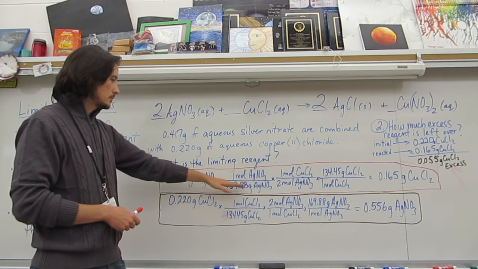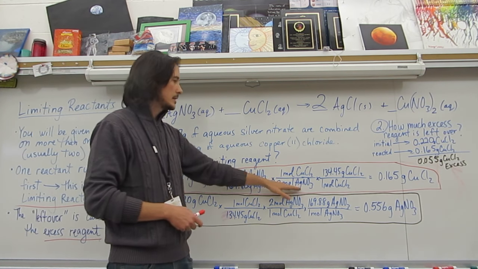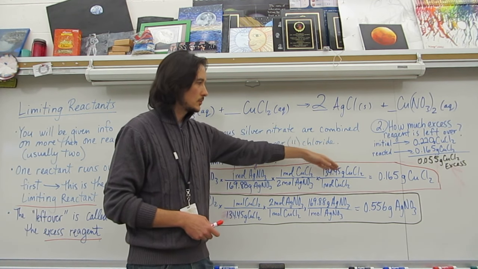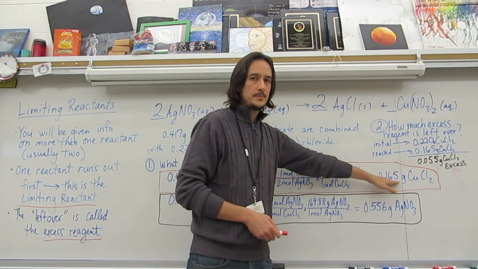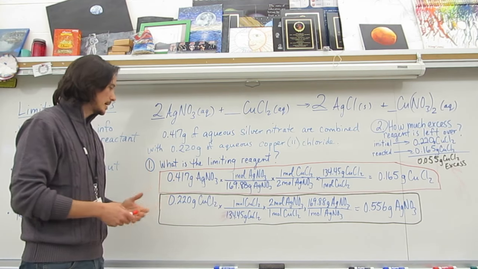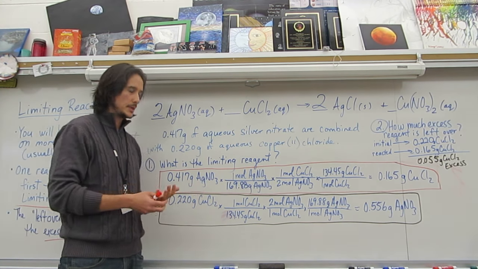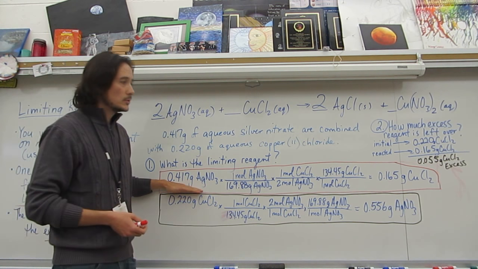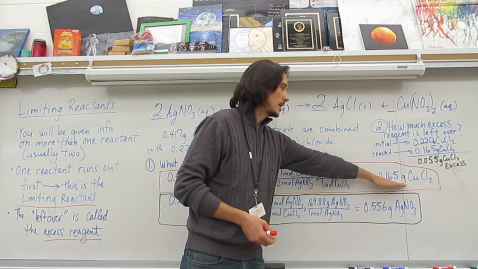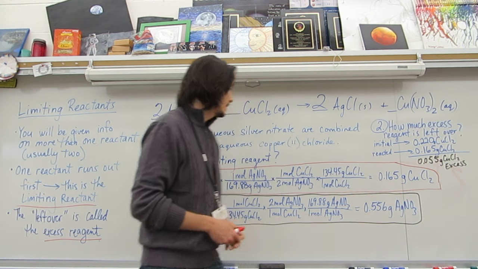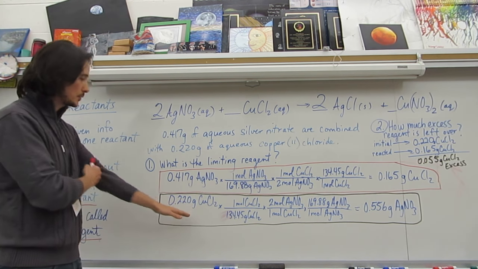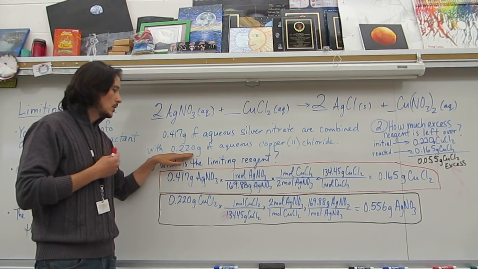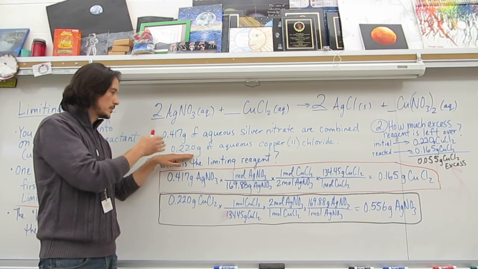So convert to moles of silver nitrate, then to moles of copper chloride, and now we use the molar mass and convert to grams, and we get 0.165. So anytime you do a calculation, make sure you're understanding what the numbers mean. This means 0.417 grams of silver nitrate will react with exactly 0.165 grams of copper 2 chloride. Next thing, I'm going to take the copper 2 chloride. We're told that we have 0.220 grams. So I want to know, well, how much silver nitrate will this react with?